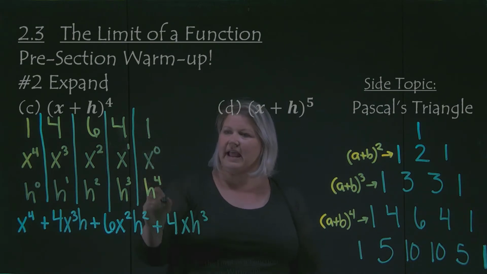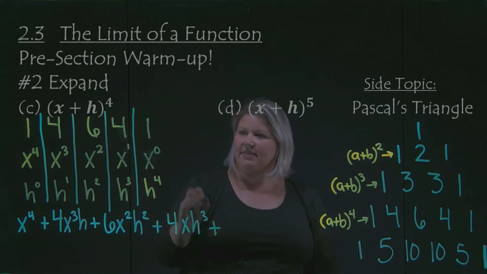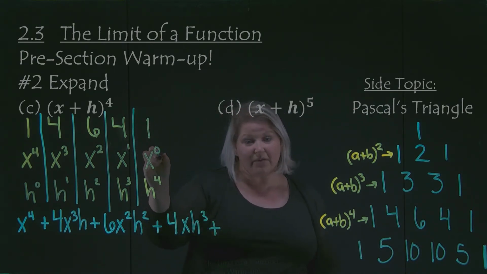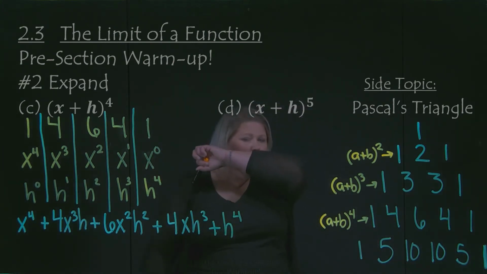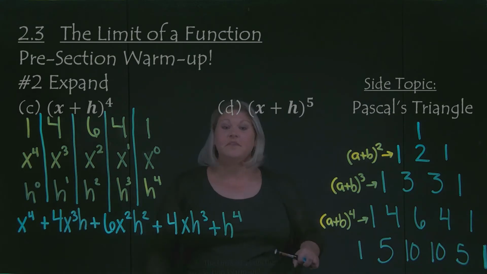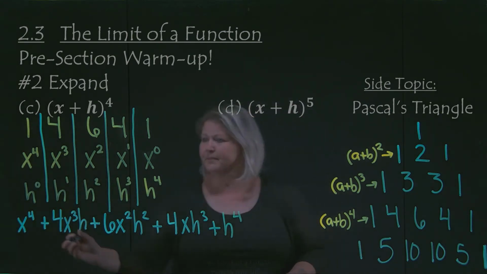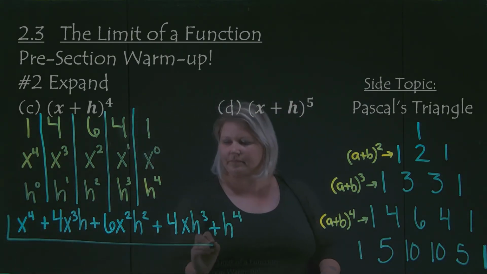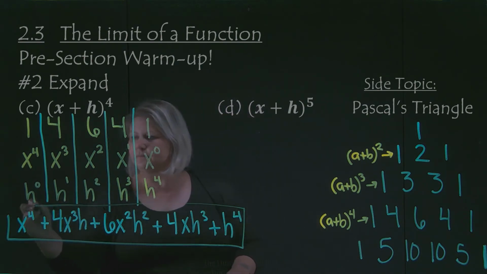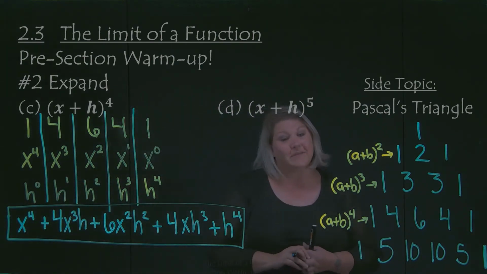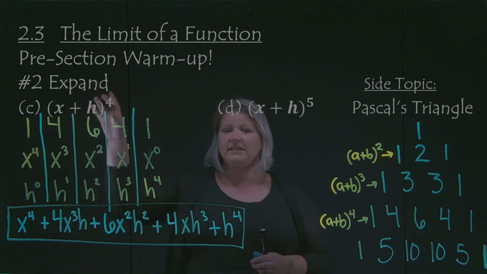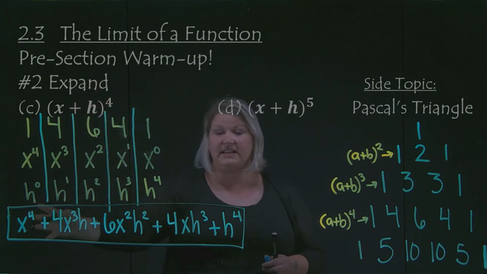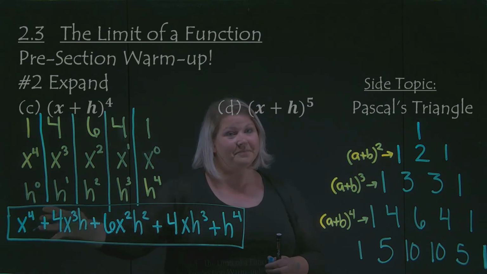And then my last column, I'm going to add 1 times x to the 0, which is 1 times h to the 4. Sorry, h to the 4. And when I'm done, that's what I'm going to have. So x plus h to the 4th power is equal to this long polynomial.